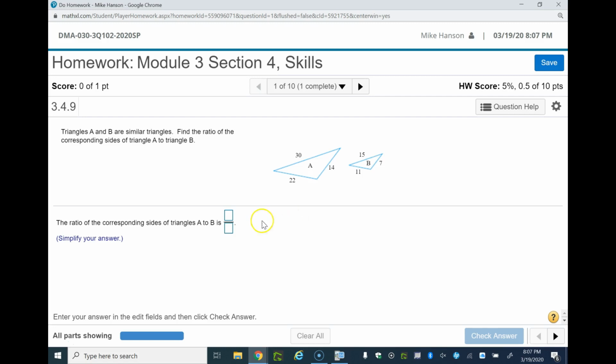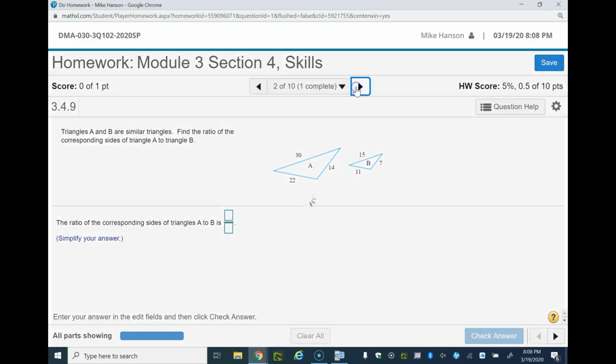they're similar. So for the first part of the problem, for number one, they wanted you to set them up as a ratio. So understand we have triangle A, 2, there's the division bar, B. Whatever you choose from A, you need to also choose the same side from B. Say, for instance, I chose 22. If I chose 22 to put here, the side that corresponds to it will be the 11. So you put that here and then simplify your answer. So again, don't forget to simplify answers.